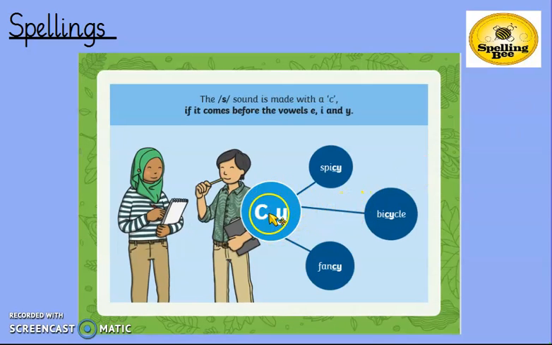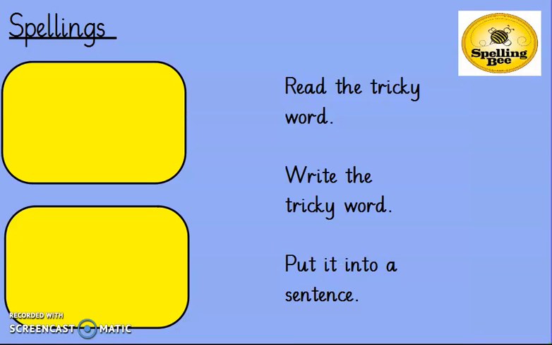And again, if you have the Y vowel, bit of a mouthful, then you will have words like spicy, bicycle and fancy, and usually you'll see that spelling at the end of a word or in the middle of the word, as you can see highlighted. So if the S sound is made with a C, that's only if it comes before the vowels E, I and Y. It's important that you remember that and you use the correct spellings.